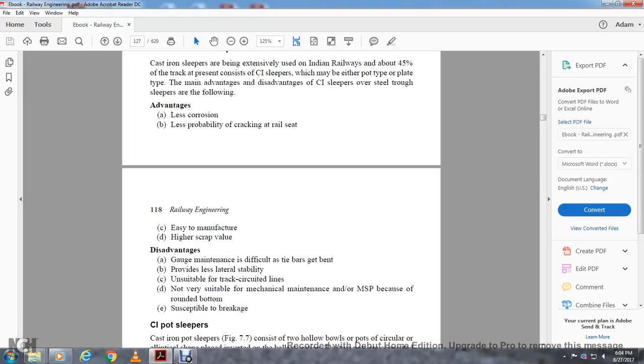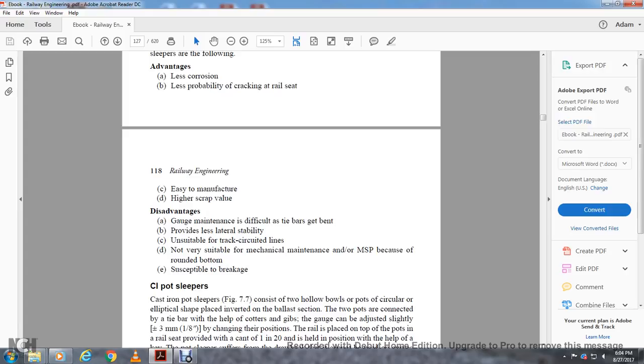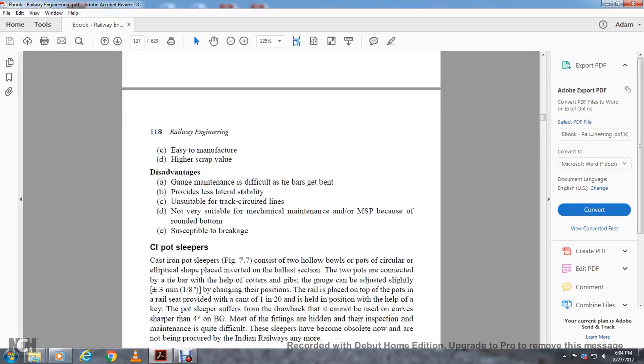It is suitable for mechanical maintenance by MSP, but it has a round bottom and is susceptible to breakage. Cast iron pot sleeper. The cast iron pot sleeper consists of two hollow bowls or pots of circular or elliptic shape, placed inverted in the ballast section. The two pots are connected by a tie bar, which is held by cotters and gibs in a grip. The gauge can be adjusted slightly, plus or minus 3 millimeters or 1/8 of an inch, by changing their position.